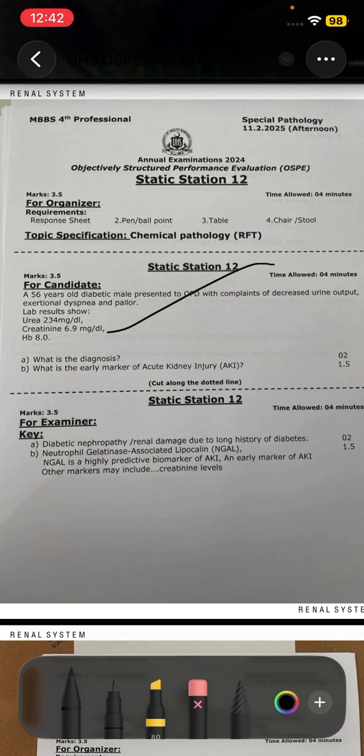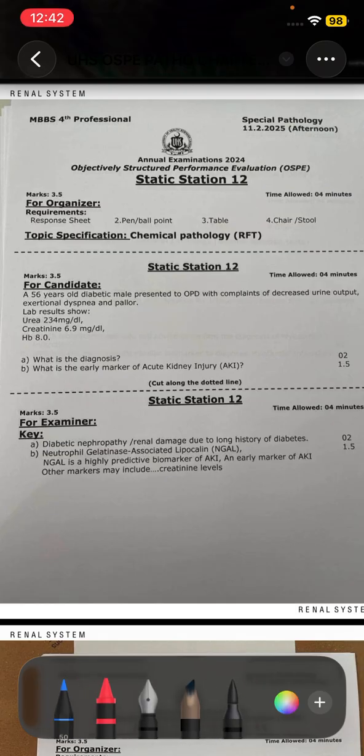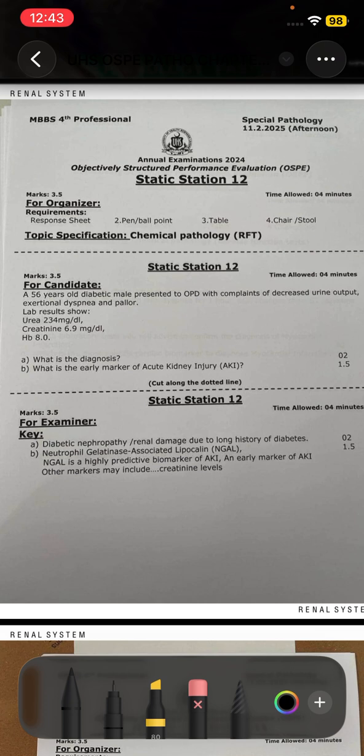Okay, so there is a patient with diabetes, right? And he has presented with the following symptoms. There is decreased urine output, dyspnea, and also pallor. And then the lab results, as you can see, the urea is very, very high.